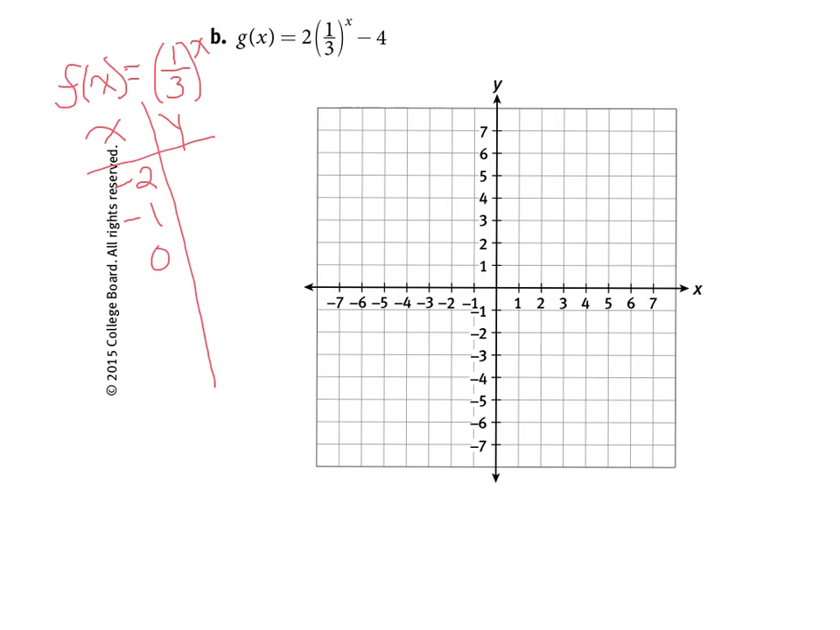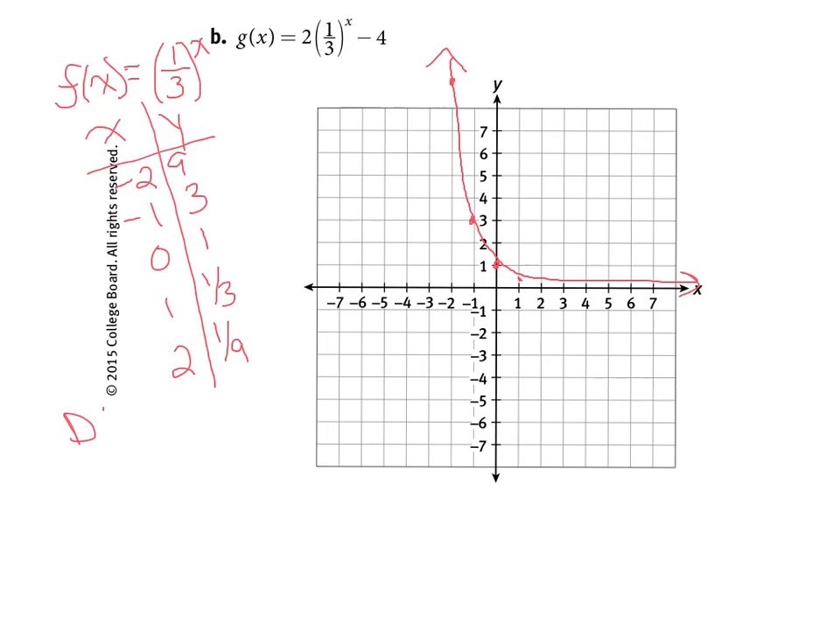-2, -1, 0, 1, 2. When x is 0, I'm at 1. When x is 1, I'm at 1/3. When x is 2, I'm at 1/9. Going backwards, I would get 3 and 9. So when x is -2, I'm at 9. When x is -1, I'm at 3. X is 0, I'm at 1. X is 1, I'm at 1/3. So I get my nice decreasing parent exponential function.